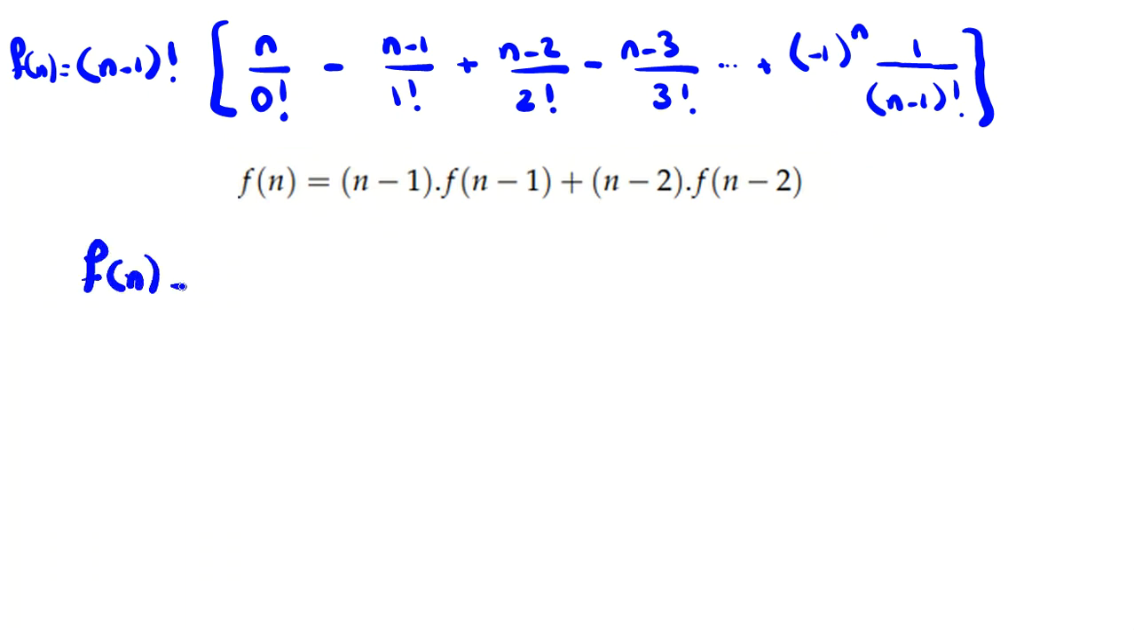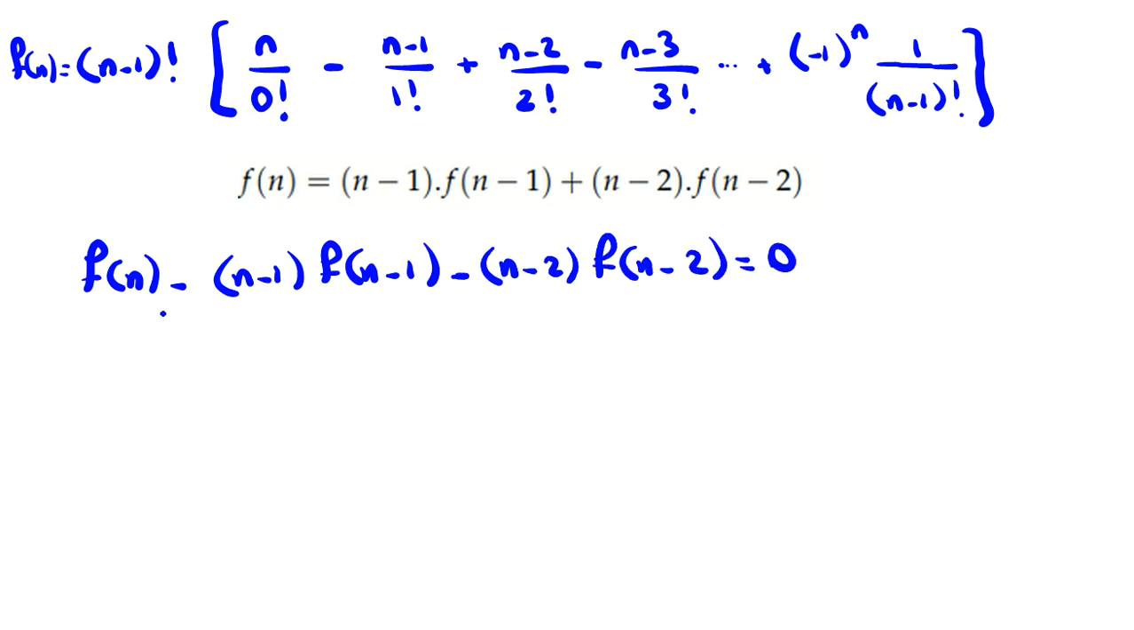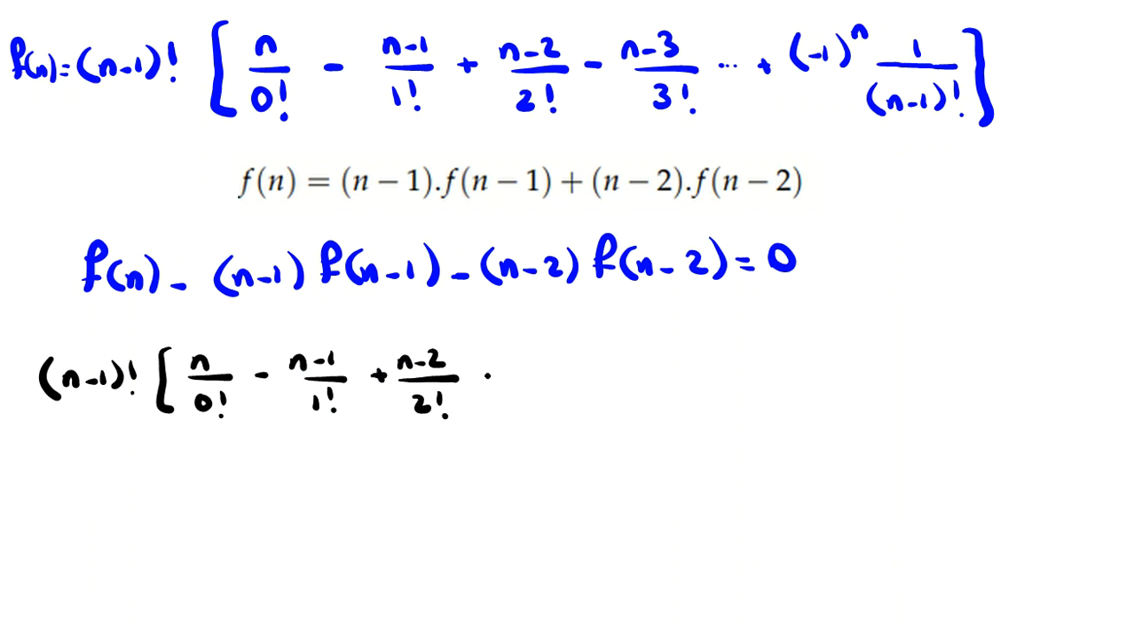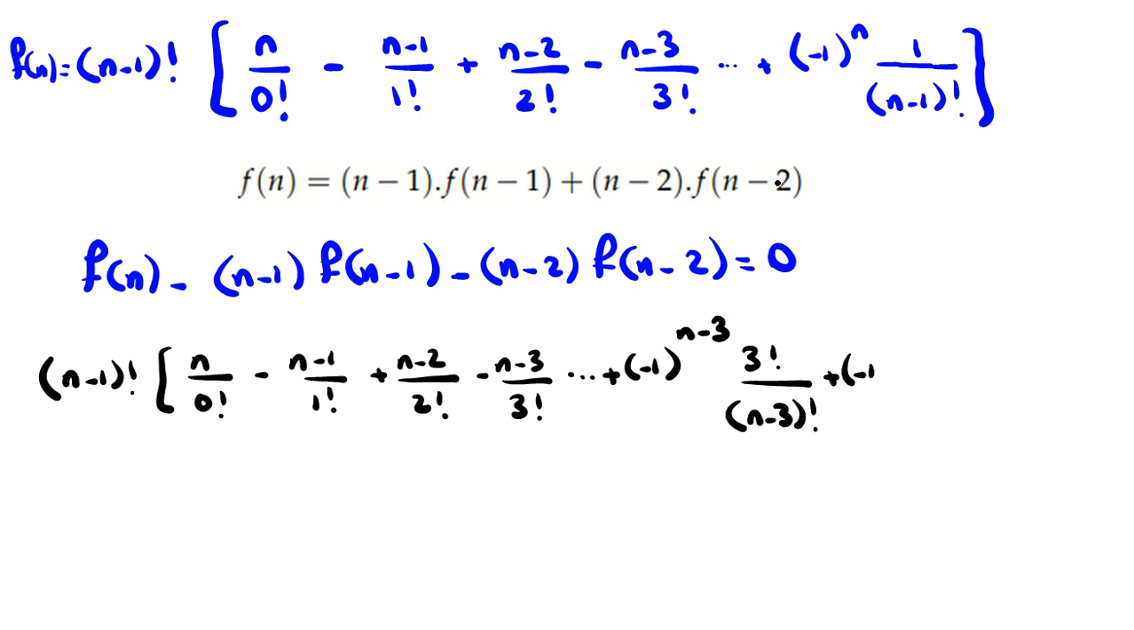It is equivalent to proving that f of n minus 1, minus n minus 2 times f of n minus 2, equals 0. So f of n is n minus 1 factorial. Let me write the rest of that with black: n minus 1 factorial times n over 0 factorial, minus n minus 1 over 1 factorial, plus n minus 2 over 2 factorial, minus n minus 3 over 3 factorial. And let me write, for example, at the end for 3 terms, plus negative 1 to the power of n minus 3 and 3 factorial, n minus 3 factorial, plus negative 1 n minus 3, n minus 2.